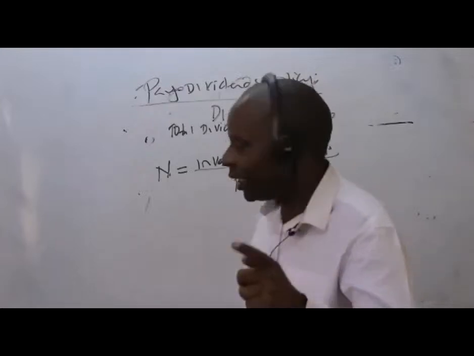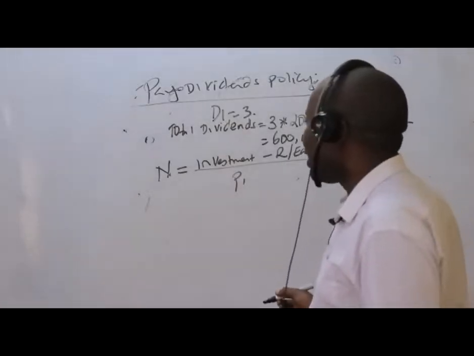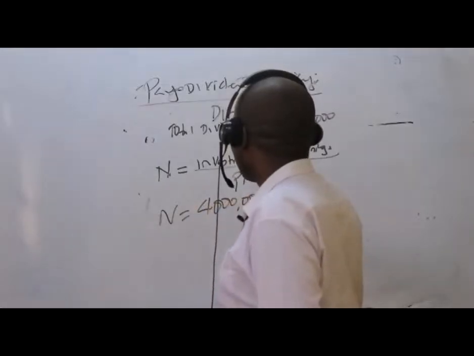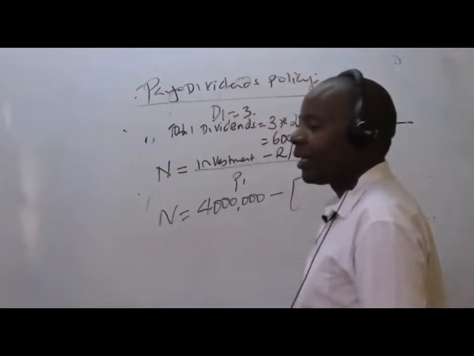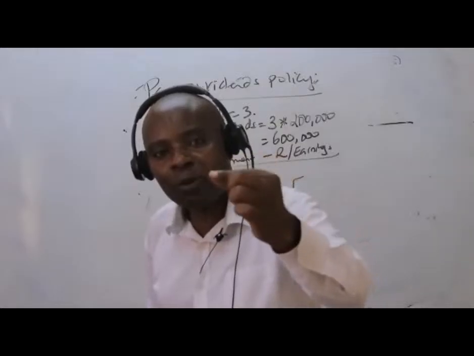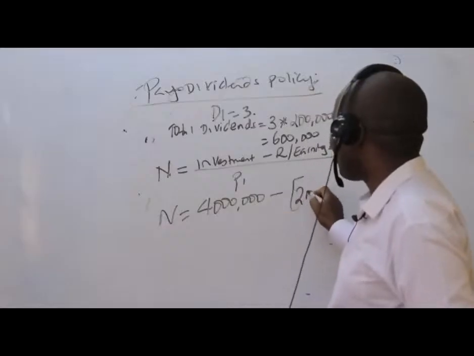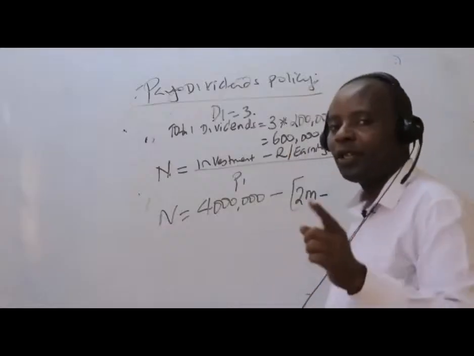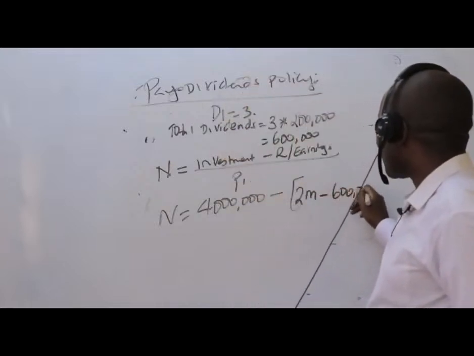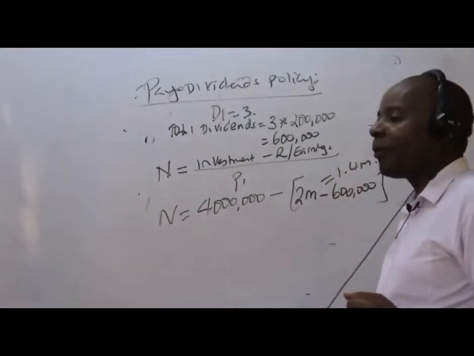What I do not have here for sure is the retained earnings. I need the retained earnings, but I can easily get this. So my N will be equal to the investment, which is 4 million, minus, in brackets, the retained earnings. How do I get retained earnings? Retained earnings is a function of profit. How much profit was generated by this company? 2 million was generated by this company, minus the 600,000 this company decided to give out. So I can see somebody telling me that the retained earnings are 1.4 million.